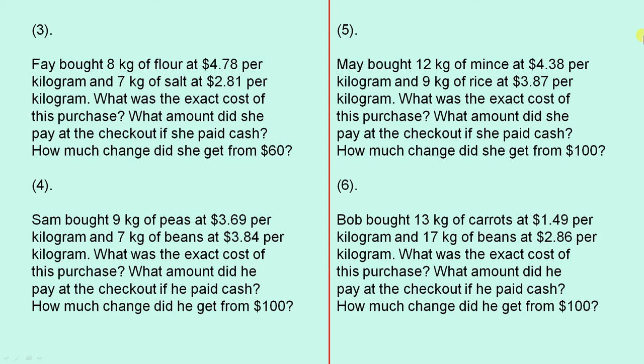And the last problem. Bob bought 13 kilograms of carrots at $1.49 per kilogram and 17 kilograms of beans at $2.86 per kilogram. What was the exact cost of this purchase? What amount did he pay at the checkout if he paid cash? And how much change did he get from $100?